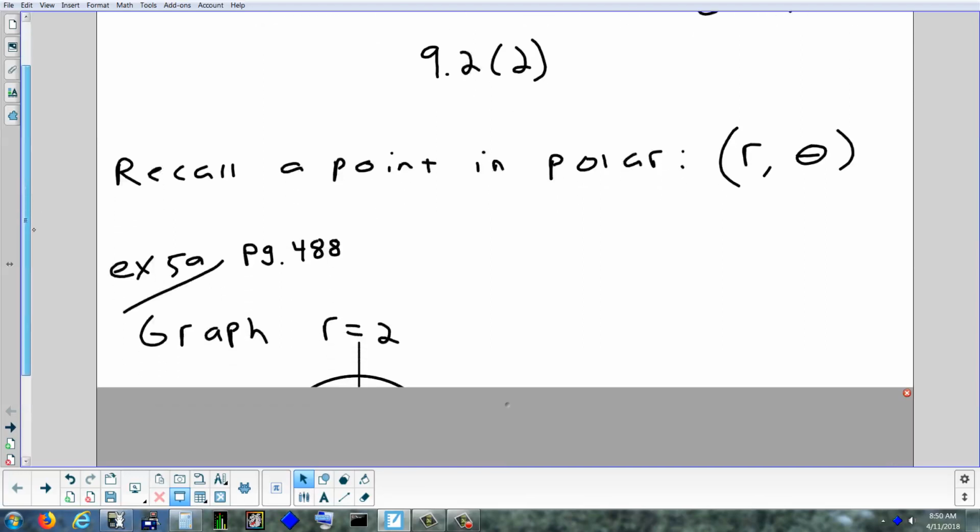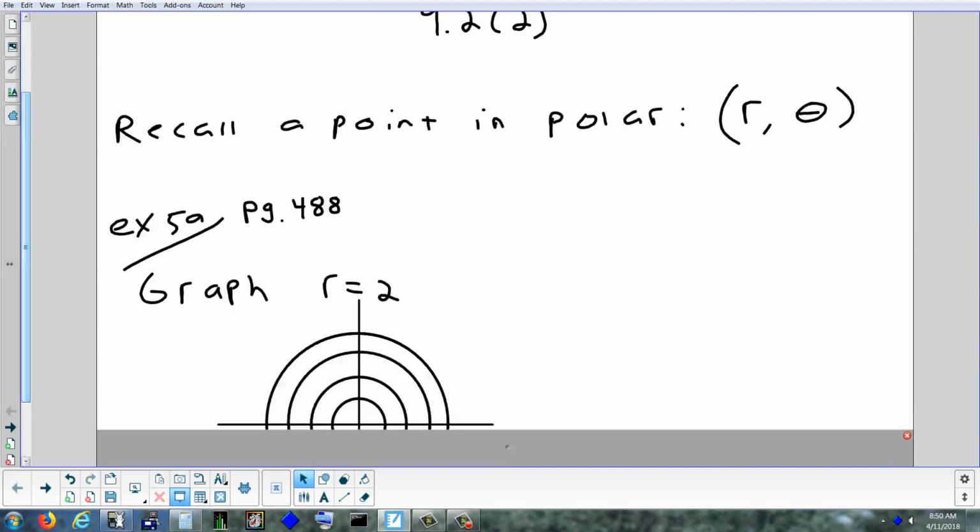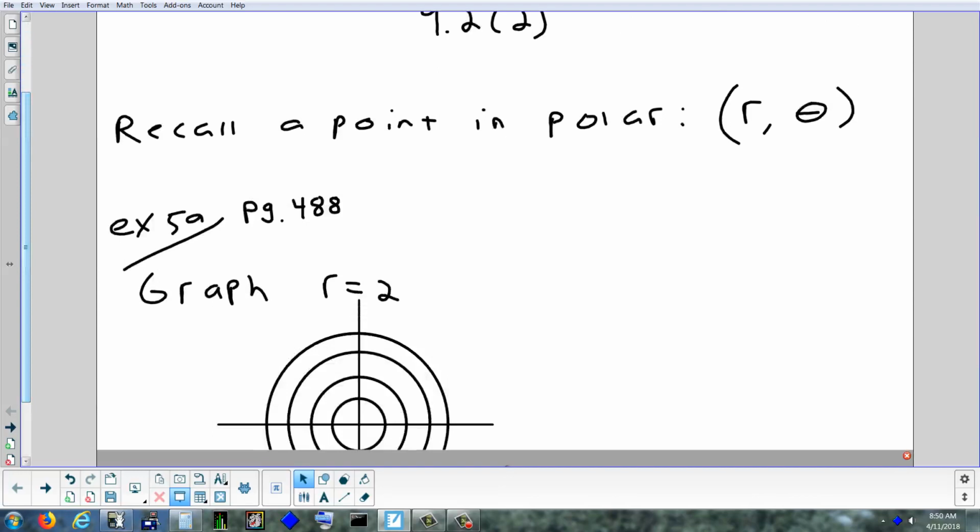Okay, so let's start with a graph, and it's a graph of r equals 2. The easiest way to think about it is to just make up some points where the radius is 2. Now, notice it doesn't say anything about the angle. So the angle can be anything. The only restriction here is that r equals 2.